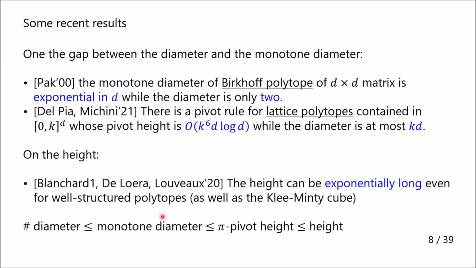And on the height here, as shown in this paper, as well as examples such as the Klee-Minty cube, the height can be exponentially long for well-structured polytopes, such as the matching polytope. However, interestingly, the authors show that the steepest edge rule, a favorite rule in practice, has polynomial size pivot height for these examples. And here I would like to look at this diameter.